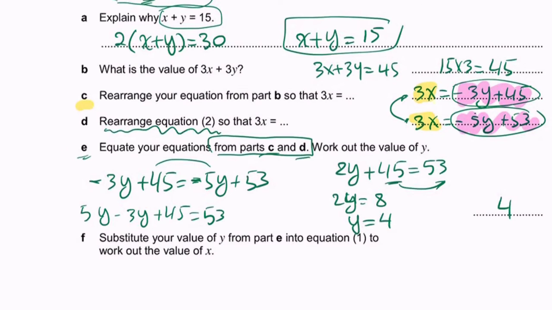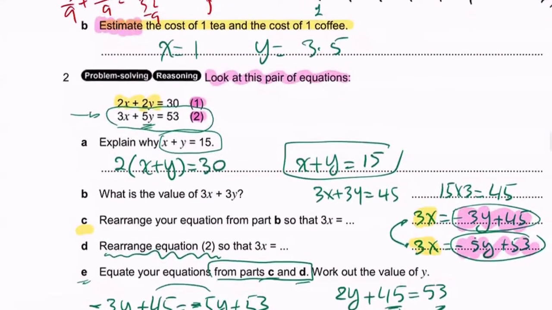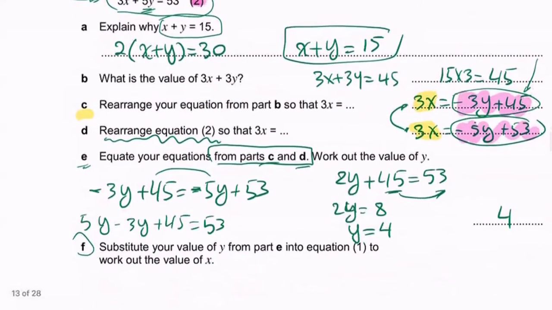Okay? Now what he's telling you in F is to substitute your value of y from part E into equation 1 to work out the value of x. I got the y. What is the x value which satisfies this? Then you have to do one thing. You have to substitute in one of these equations to find x. So I will substitute y equals 4.